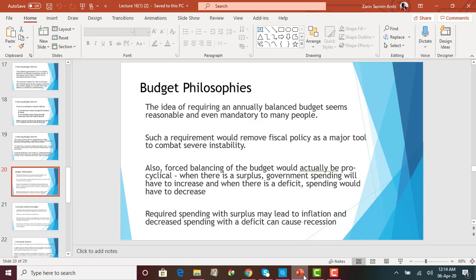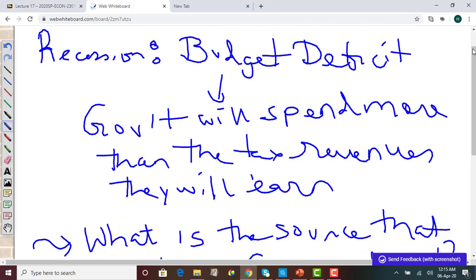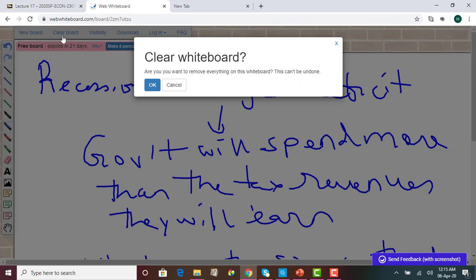Okay, so now as we are talking about budget deficit and budget surplus, in the US and in the world, there are different philosophies related to budget. Many people believe that the government should maintain its budget in certain ways, and based on that, it has been categorized into three different types. There are basically three types of budgetary policies or philosophies.